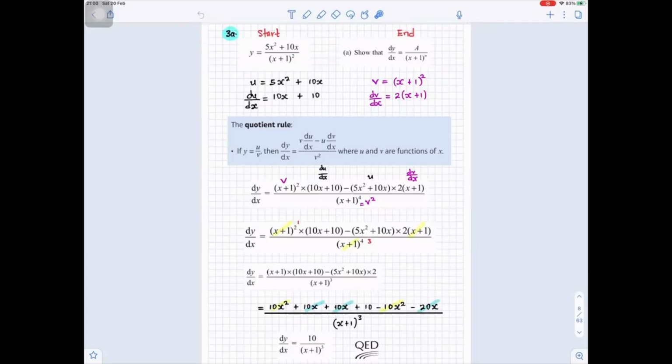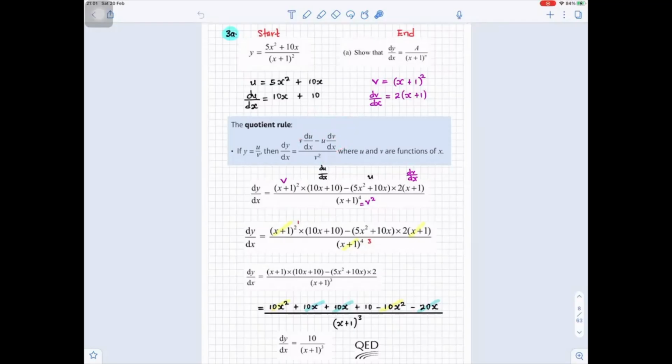So u is 5x squared plus 10x. du over dx would be 5 times 2 is 10x, and you differentiate 10x, you get 10. v is the denominator, (x plus 1) all squared. When you differentiate that, the 2 comes in front, it becomes 2 bracket x plus 1. Now we've differentiated. We know what v is, we know du over dx, we know u, we know dv over dx, and we know v squared.